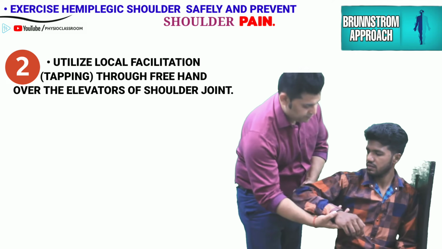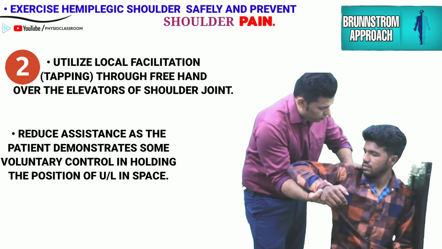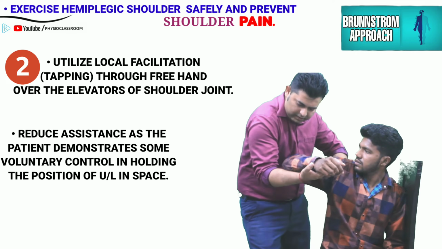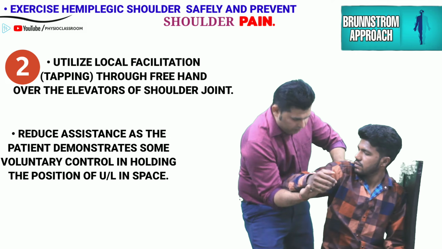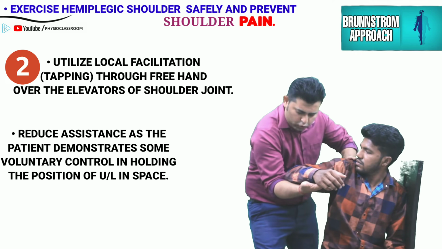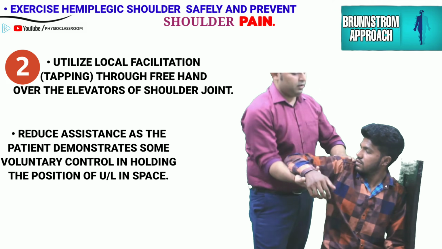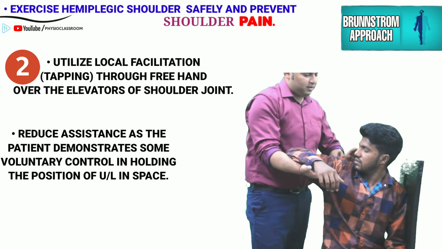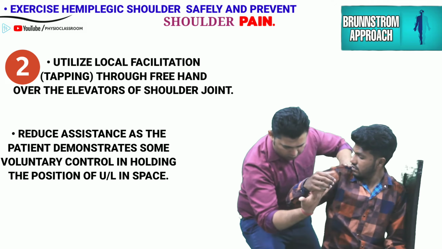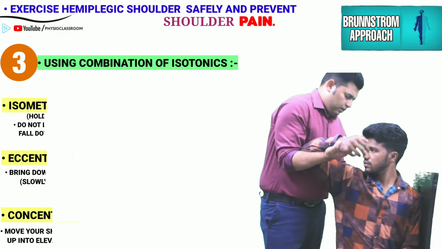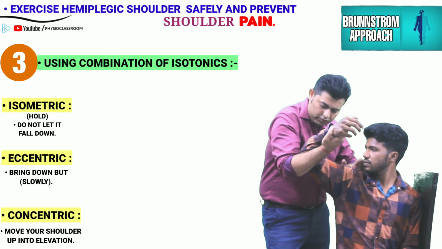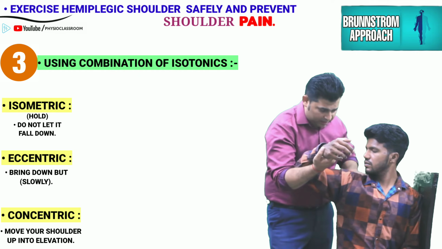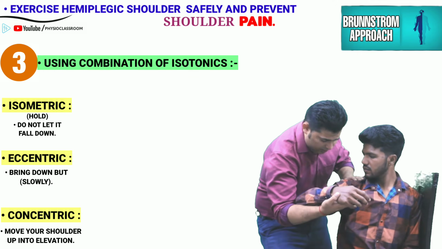As the patient is able to demonstrate a shoulder elevation movement, the therapist next reduces the assistance provided to the hemiplegic arm and asks the patient to try and hold the position of the shoulder in space and not let the shoulder fall down. The therapist next aims at developing shoulder control by promoting all three types of muscle contraction in the middle range.